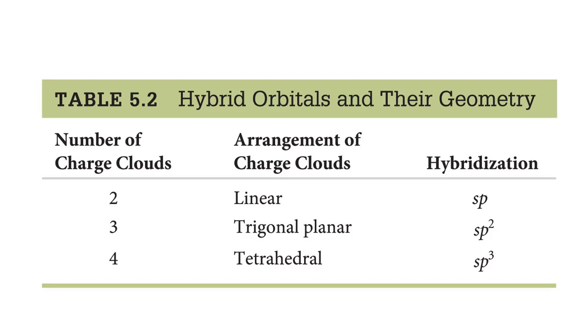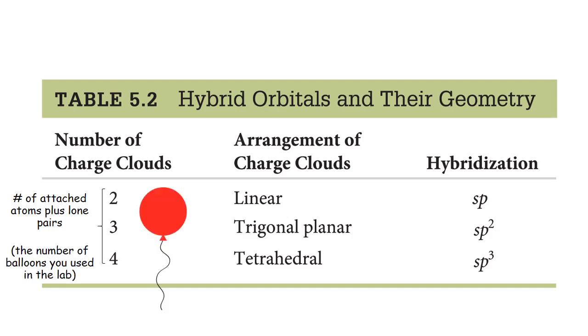So these numbers on the left are the sum that you would have calculated when you did VSEPR theory to figure out the geometry. When you look at the central atom and count the number of attached atoms plus lone pairs, whatever number you get there is going to be this number here. Another way to think about it is this is the number of balloons you would have used in the lab. If you would have attached two balloons to each other, you would have gotten a linear geometry. That means that central atom would be sp hybridized.